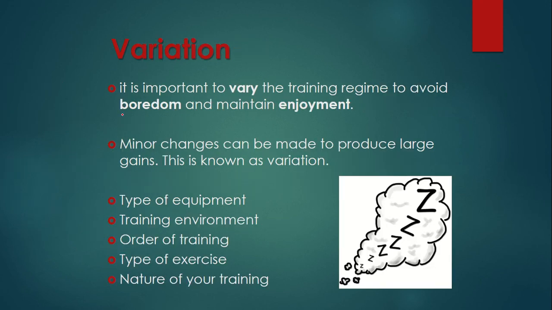Next one, variation. To stop yourself getting bored, like listening to me now, it's really important you vary your training. Try and train in different ways. It might be you train with different people, you change the equipment, change the environment to where you train, the location, the order of your training, the circuit. Instead of going clockwise round, you could go anti-clockwise round the circuit. The type of exercise you're going to do, so you could swim to get your aerobic endurance up instead of running or cycling.